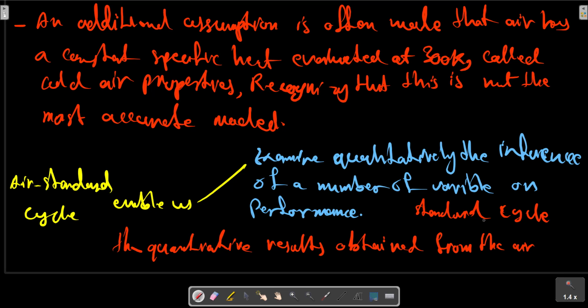and the mean effective pressure will differ from those of an actual engine. Our emphasis, therefore, in our consideration of air standard cycles will be primarily on the qualitative aspects.